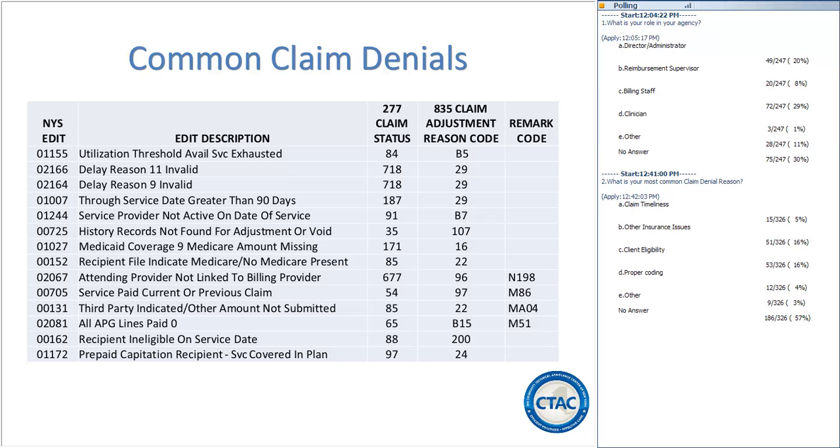Delay reason 1007, or excuse me, not delay reason, edit number 1007, the through service dates greater than 90 days. So that's the reason you're going to hit on an institutional claim when you didn't put a delay reason on the claim at all and you're sending it in late.